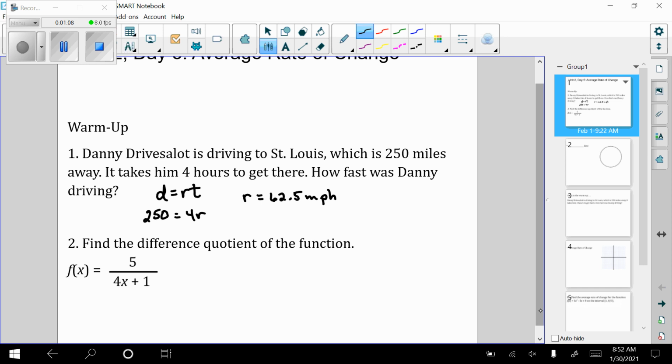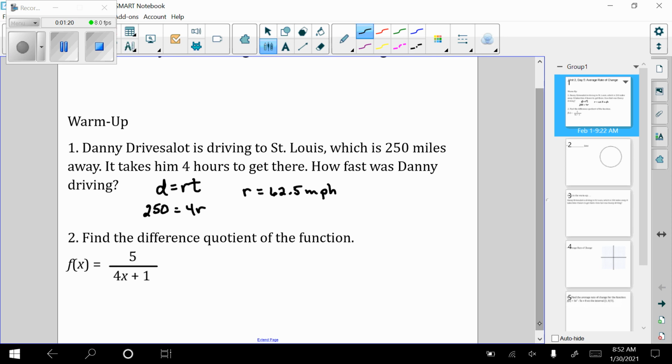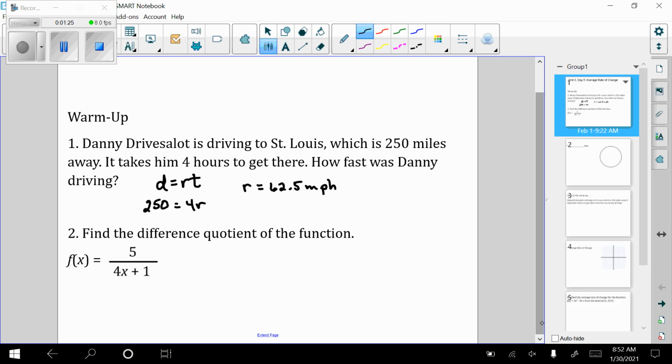What you just did was find the average rate of change for Danny driving from 0 to 4 hours, so the entire trip. We'll talk more about this later in the section, because eventually we're going to find his average speed during the last hour of his trip, so between perhaps 3 and 4 hours. He could have been driving faster then, or he could have been driving slower.